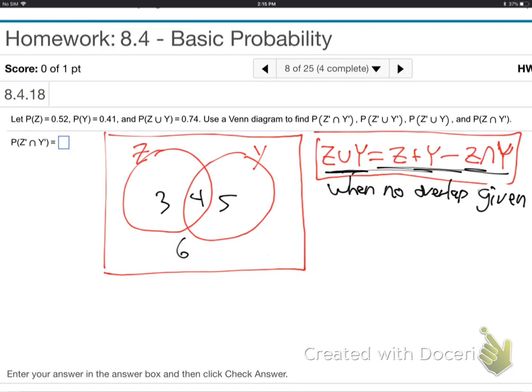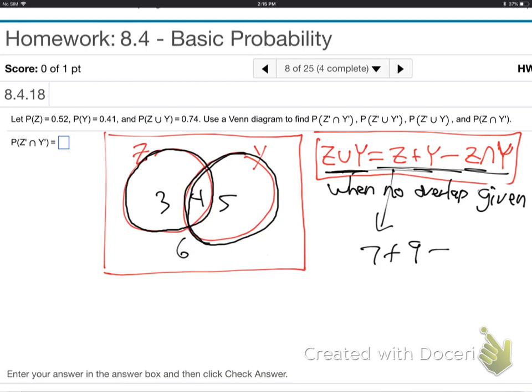Think with me for a second. How many are in circle Z? Well, 7. Circle Z is 7. How many are in circle Y? 9. Notice how we counted the middle twice there? So that's why we have to subtract the middle, the 4, because we counted it twice, if all we want is to know how many in the union, which will be 12.